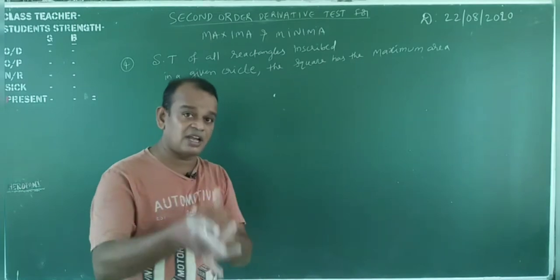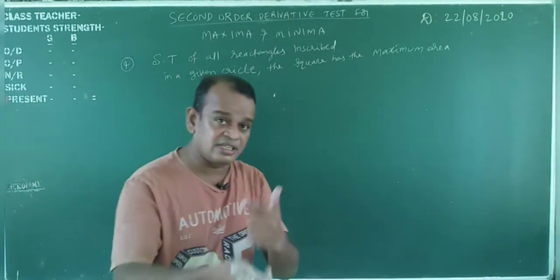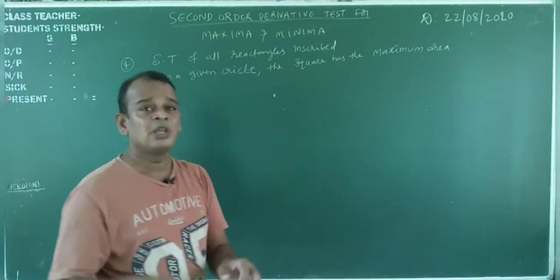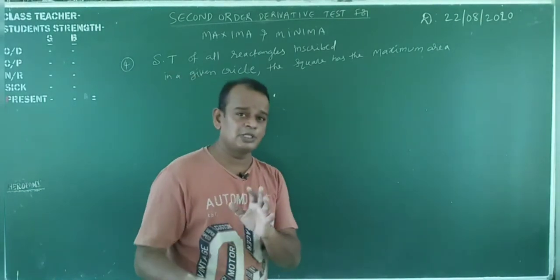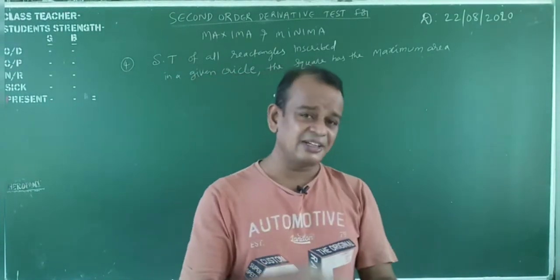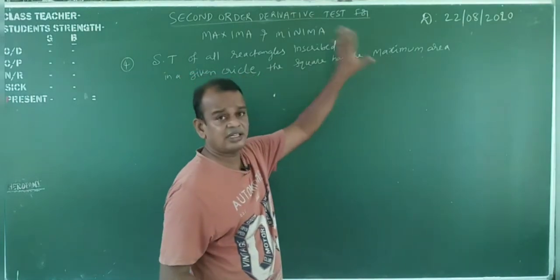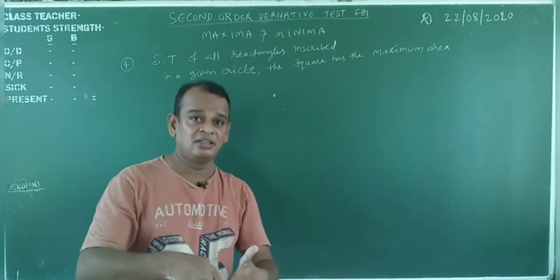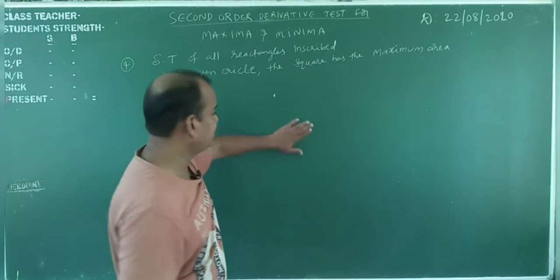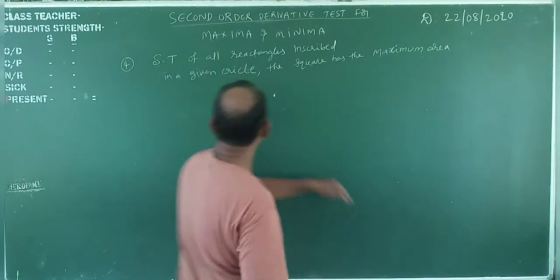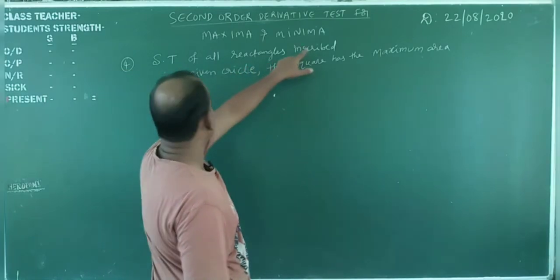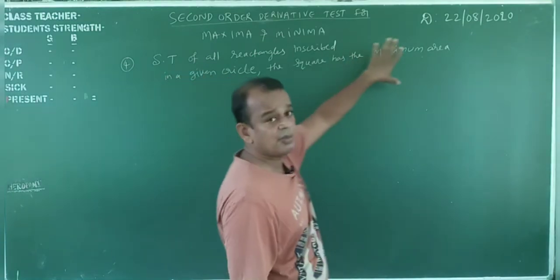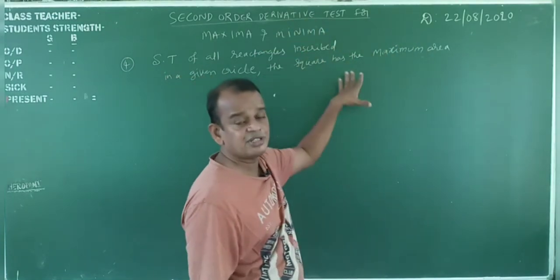Whenever the rectangular area is maximum, that rectangle inscribed in the circle will be changed into the square. In the previous problem, whenever the perimeter is minimum, the rectangle will be changed into the square. Here, maximum area, rectangular area is maximum, that is the function. That rectangle inscribed in the circle will be converted into the square. The question is all the rectangles inscribed in a given circle.